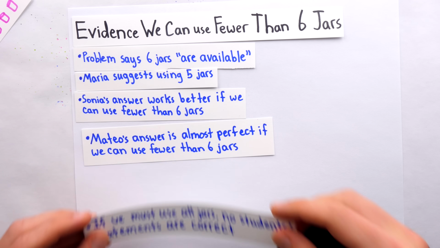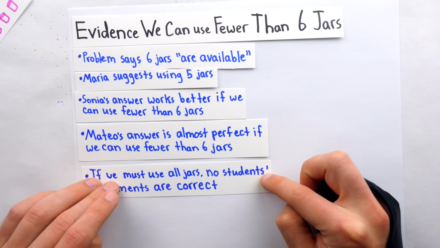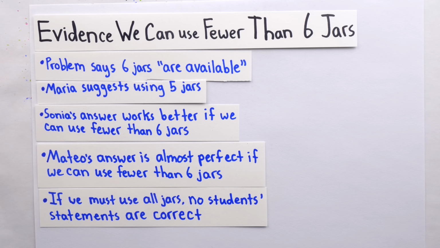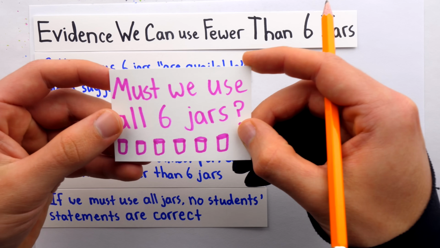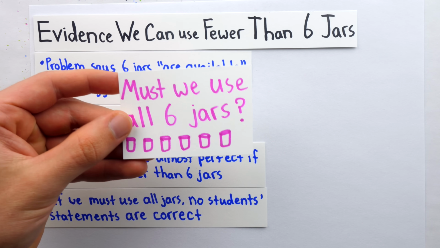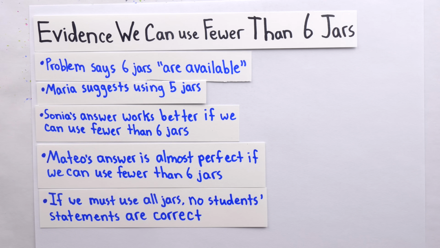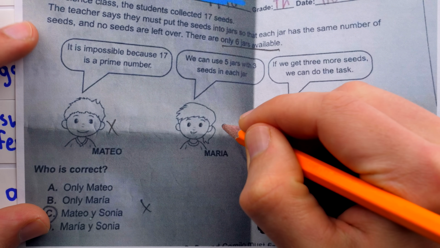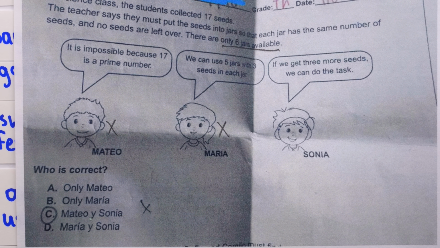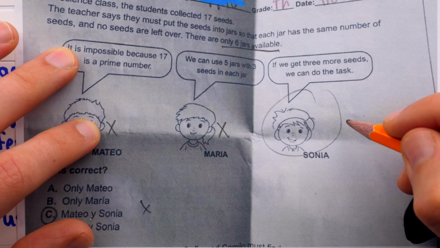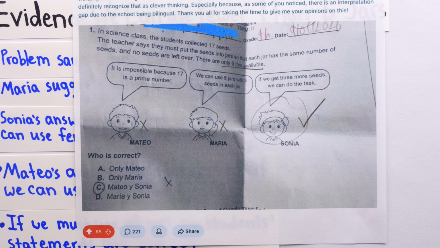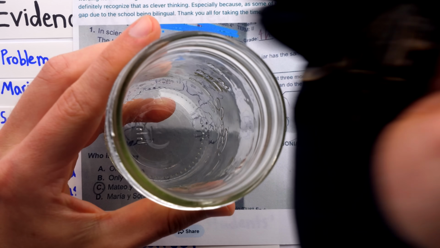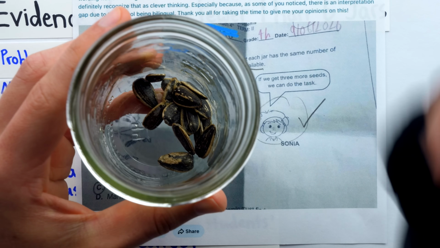As we discussed, assuming we must use all jars, none of the statements are correct, which means none of the answer choices are either. If instead it's the case that 6 jars are available for us to use as we see fit, then Mateo and Maria are both still wrong for basically the same reasons as before, but Sonia, God bless her, is actually right. Of course, like we said, if we can use fewer than 6 jars, then 1 jar will do, because we can just put all the seeds in that 1 jar.